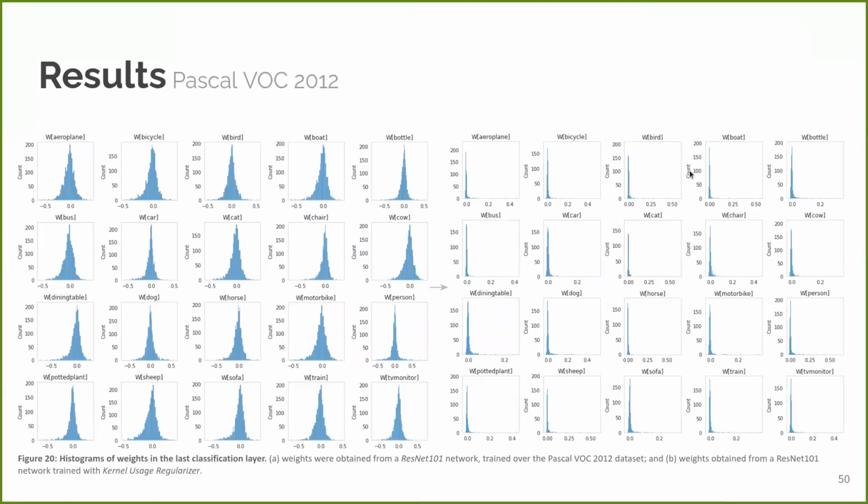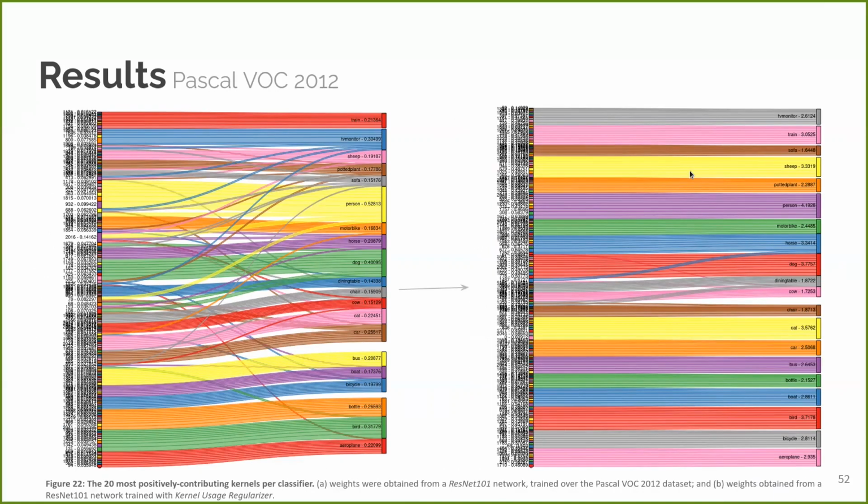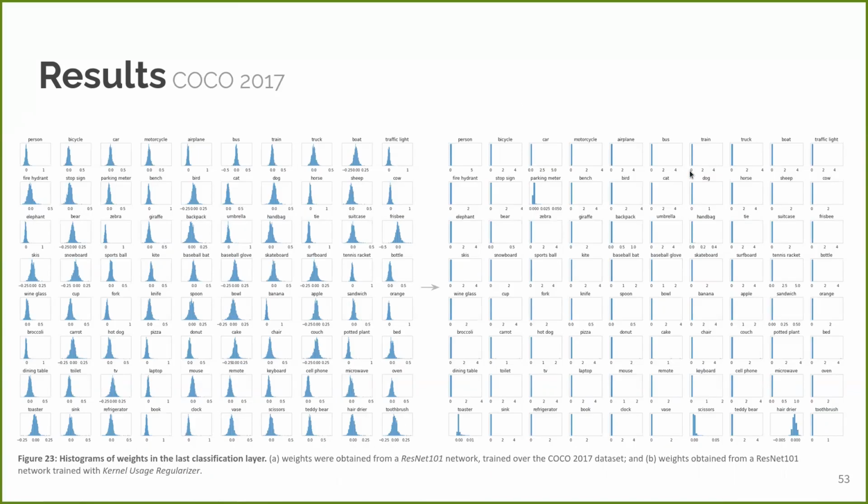Here is an illustration of what happens in the last classification layer. We can see that before regularization, most of the weights assumed a normal distribution, whereas after regularization, they were mostly pushed towards zero with a few large numbers. We can also observe that the correlation between the weights of the classifiers in the problem is much smaller now, indicating that they are using different patterns in their decision process. And almost all of the kernels are being used by a single classifier at most. Here are the results for the COCO dataset, and they illustrate a similar behavior.